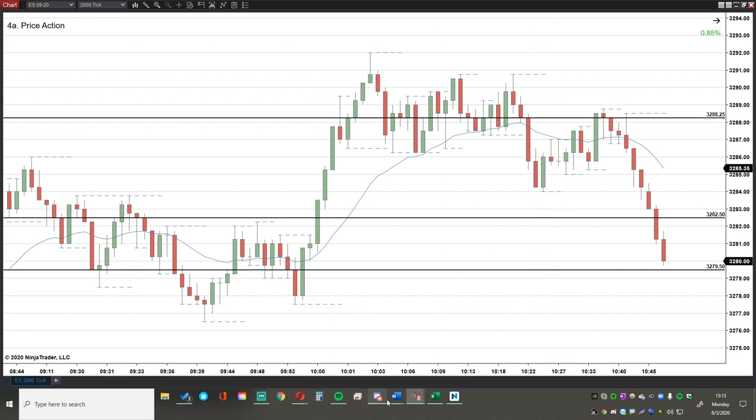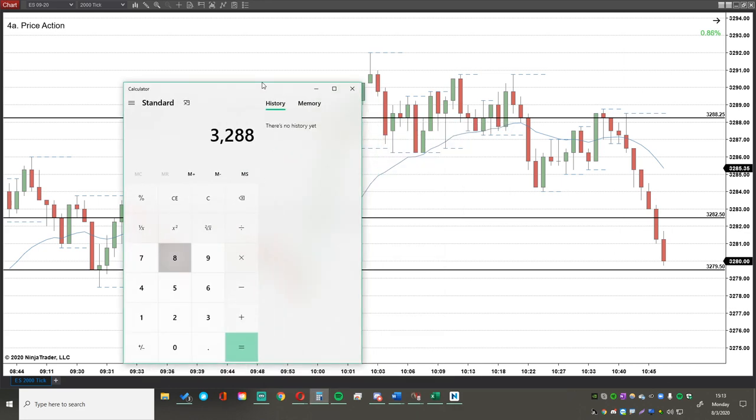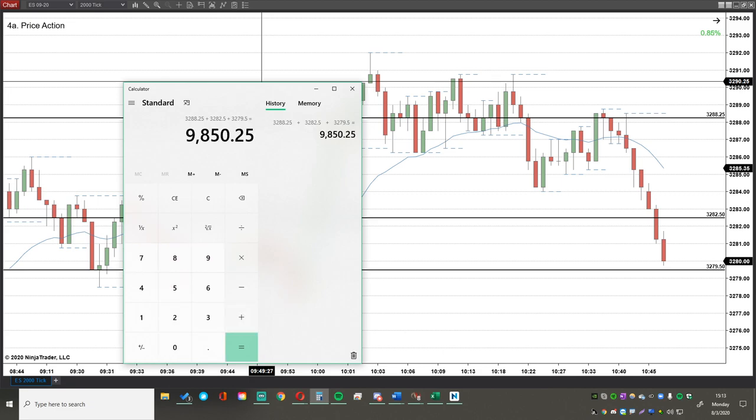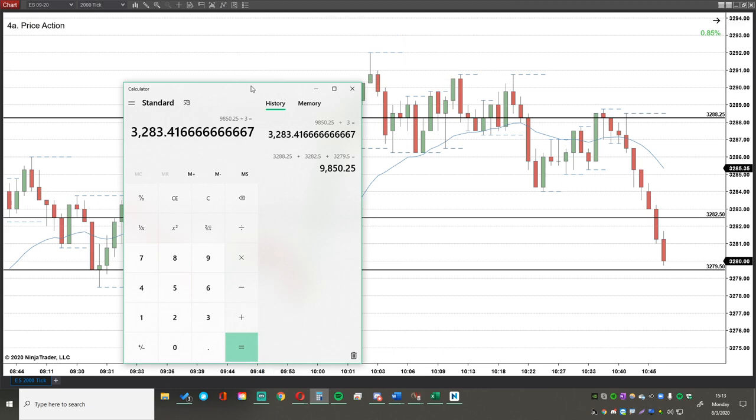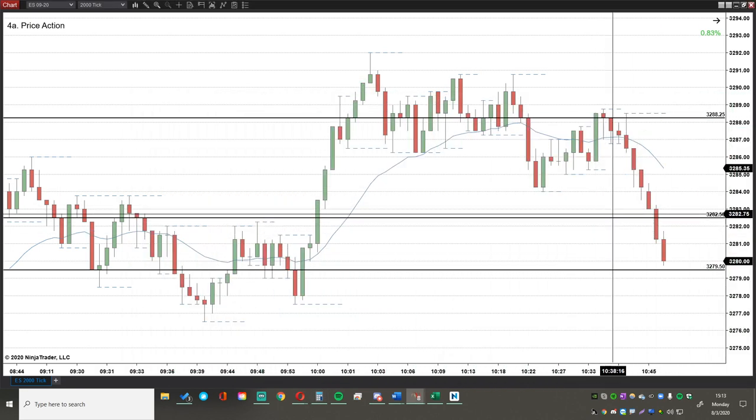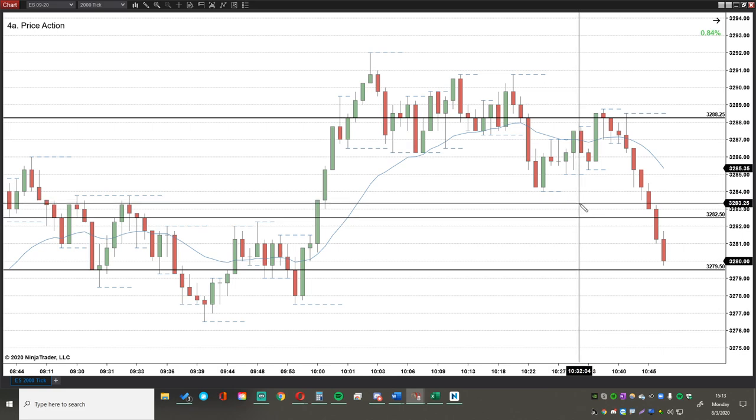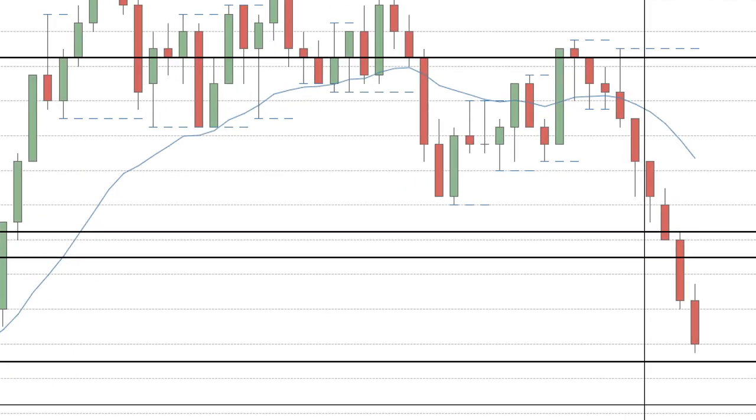Now, what this is going to do for their average is, if we bring up a calculator here, pop this calculator up: 3288.25 plus 3282.50 plus 3279.50, divided by 3 because there are 3 positions. 3283, and we'll round because remember they're short, so we're going to round down. 3283.25 is where their break even is. 3283.25 is right there.